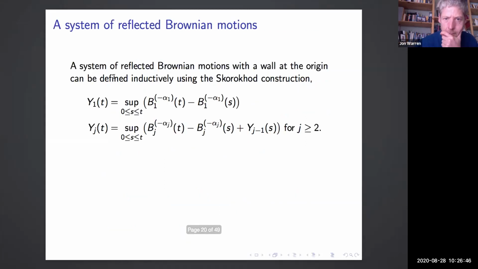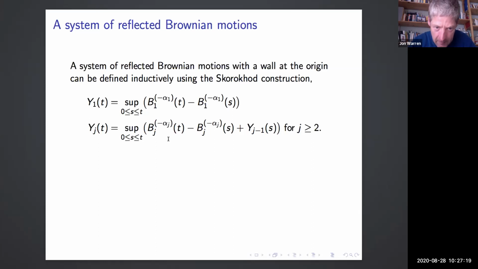Now, here's a more complicated system of reflected Brownian motions, which are going to be built from a sequence of independent Brownian motions, Bj, all of which have drift. So y1 is the same thing as yt that we've just been looking at. That's a Brownian motion that's pushed upwards from 0 every time it tries to go negative. And then we iteratively construct some further processes, y2, y3.